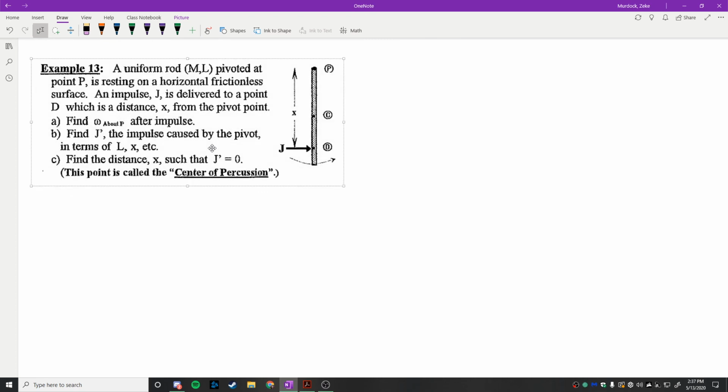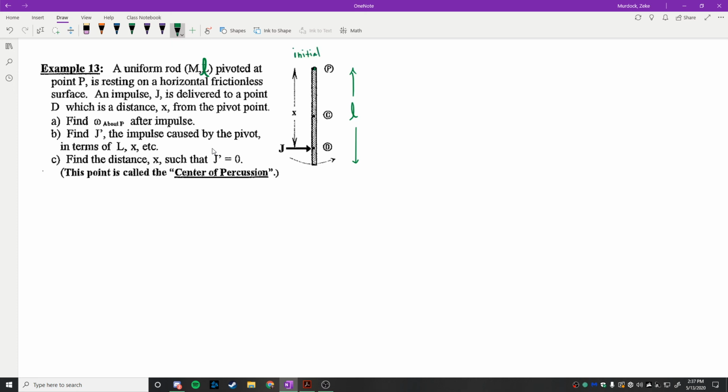So a uniform rod with a mass m and length L. I hate this L. We're going to change this to a curly L here. That's the total length. The mass is m, the length is L, pivoted at point P, so this is our pivot point. It's resting on a horizontal frictionless surface, so we don't need to worry about gravity in this problem. An impulse J is delivered to a point D, there, which is a distance x from the pivot point. We want to find the angular speed about P after the impulse, and then some other things as well. So this is kind of our initial picture.